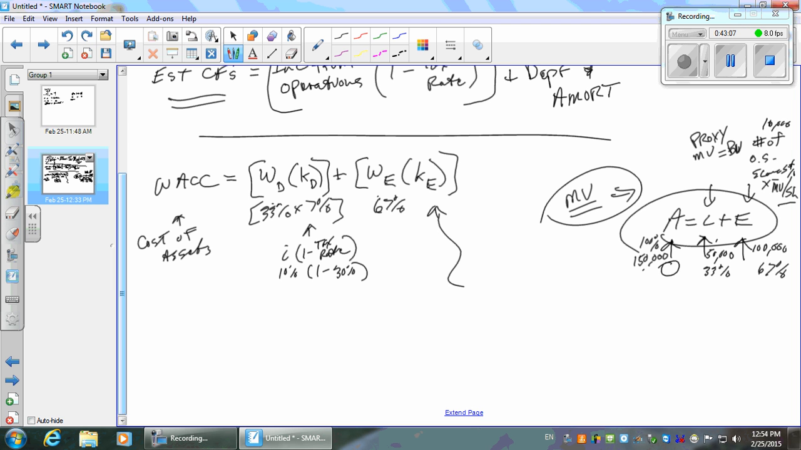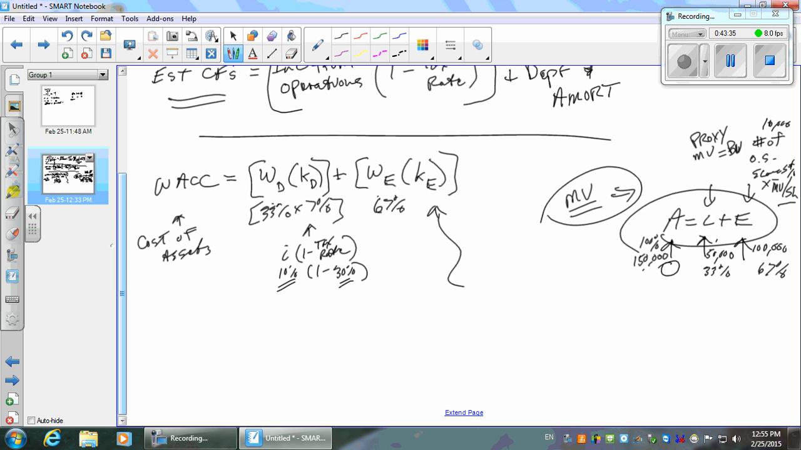Yes, sir? Can you go over real quick how you got 7%? Okay, assuming my interest rate on my debt average is 10%, and I'm in a 30% tax bracket. Every dollar of interest I pay, I put on my tax return, and it lowers my taxable income, which saves me 30 cents of taxes. So what did the interest really cost me? I paid $1 of interest, but I saved 30 cents in taxes. It cost me 70 cents.